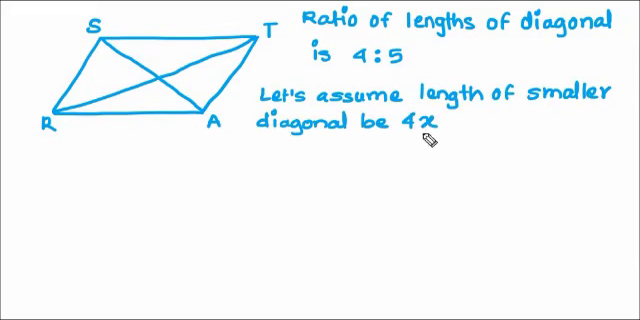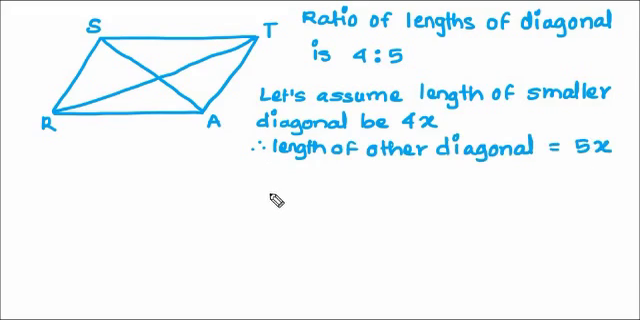So let's assume the length of the smaller diagonal be 4x, one of the terms of the ratio, and therefore the length of the second diagonal would be 5x. And it is given that the smaller diagonal, which is 4x, is 12 less than, so minus 12, 2 times the bigger diagonal. So 2 times 5x is 10x.